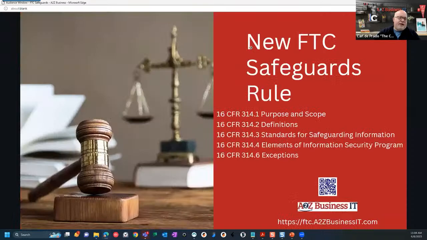So let's talk about what you're here for, which is the new FTC Safeguards Rule. When we say the word new, I'll get a little bit more into how old it is. There are basically 5 elements, from 16 CFR 314.1 to 314.6, covering the purpose and scope, the definitions, the standards for safeguarding information, and the elements of the information security program. There are also some exceptions for certain business types on certain parts of where these rules apply. I'll go over all of that with you today.